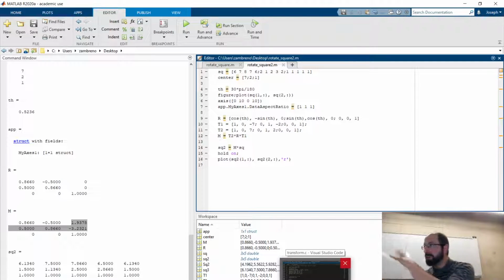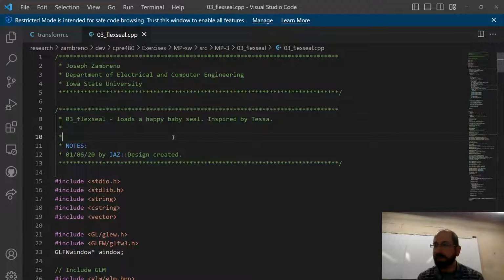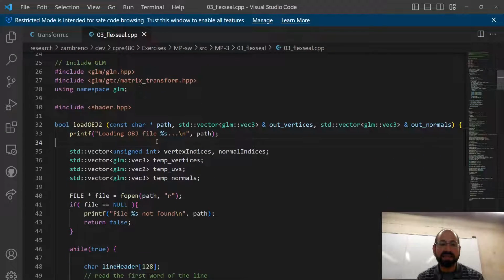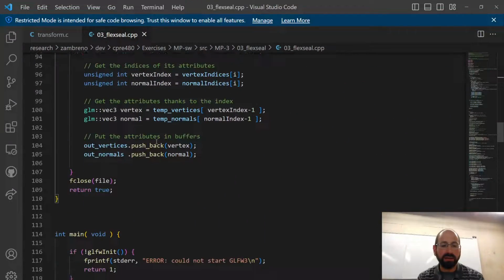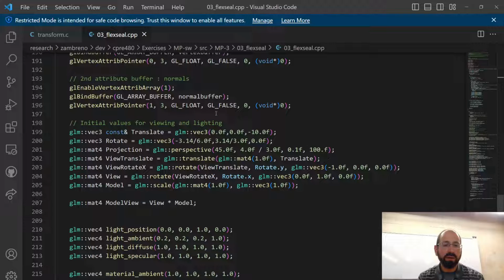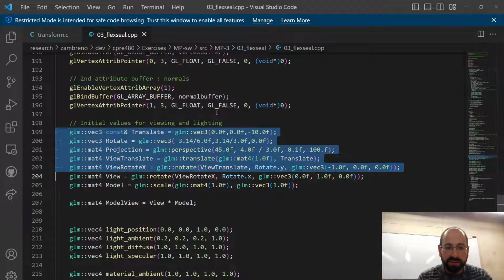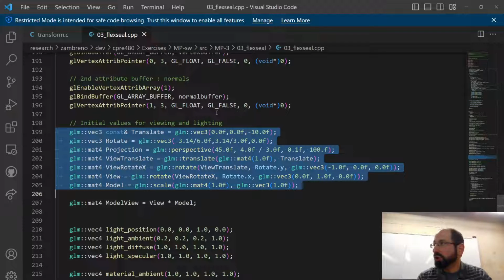We haven't talked about proper classical viewing yet, but just to show, here's our favorite happy baby seal, flex seal application, and that is basically what it is doing. And of course, I have to find the actual code where this is happening. Initial values for viewing and lighting. This is some stuff we haven't covered yet, so I'm getting a little ahead of myself. But it's just matrices being used to view objects, so it is still the same math that is happening here. And there are functions in the GLM library where basically every single one of these functions is calculating a new matrix for you.